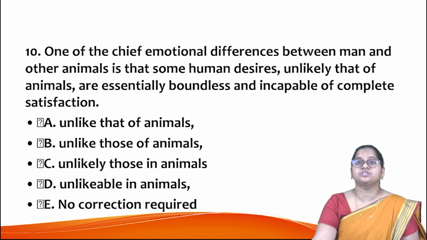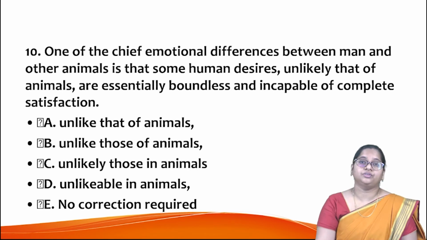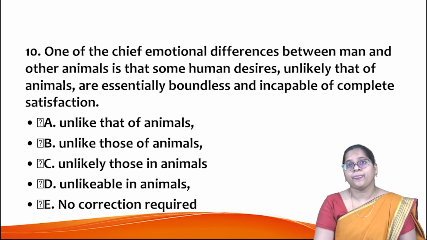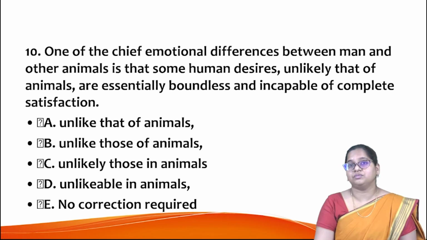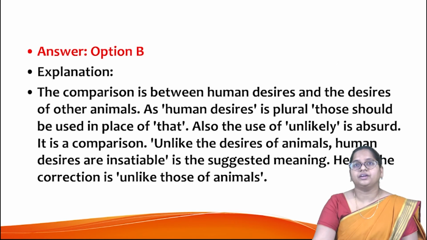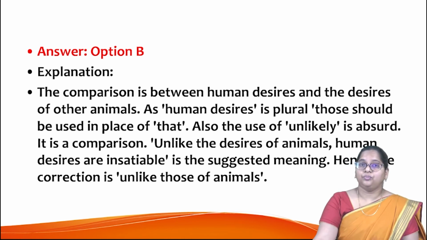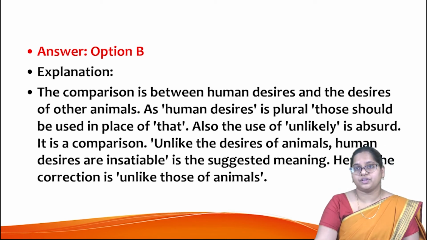So the given options are unlike that of animals. How do you use it when you are trying to show the difference? Unlike those of animals, or unlikely those in animals, or unlikable in animals, or no correction required. The comparison is between human desires and the desires of other animals. As human desires is plural here, those should be used in place of that.